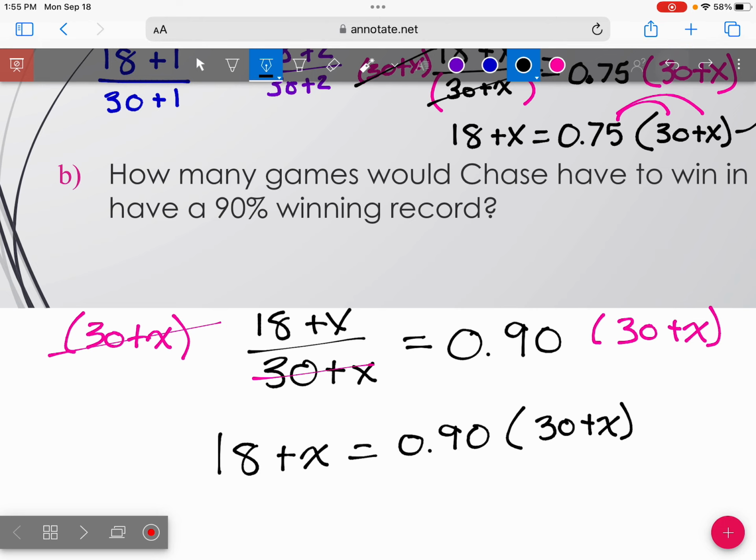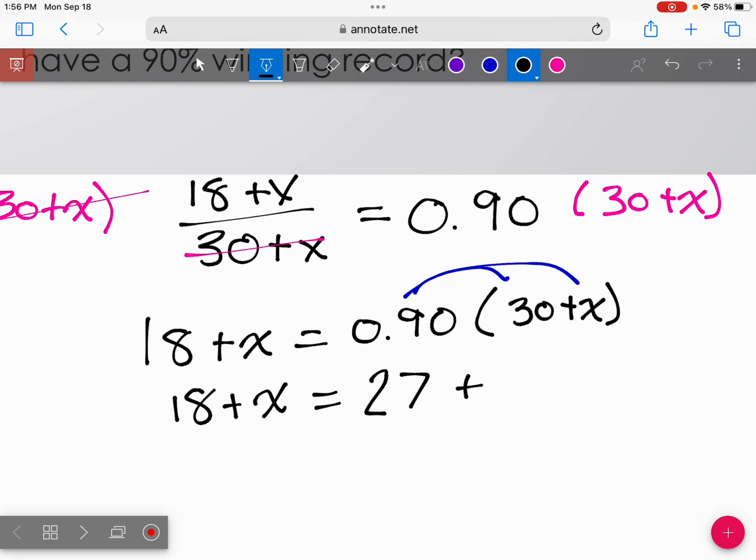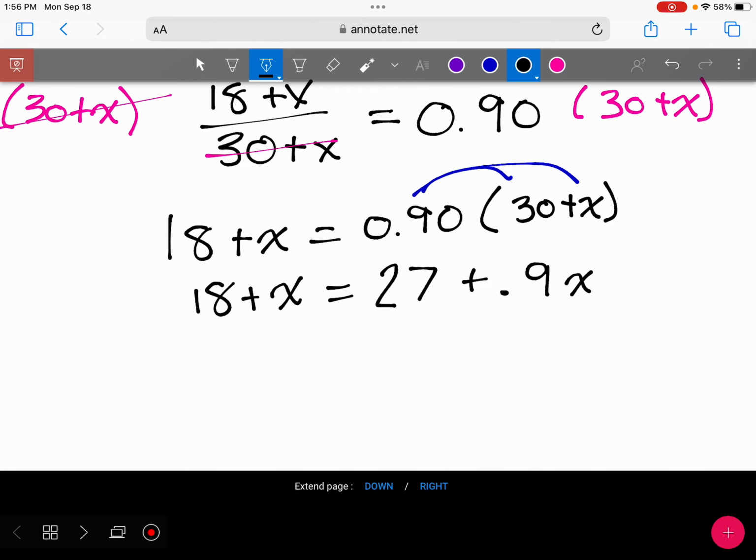All right, what are we going to do next? Distribute. So we're going to have 18 plus x equals, what is 0.9 times 30? 27 plus 0.9x. Then what?